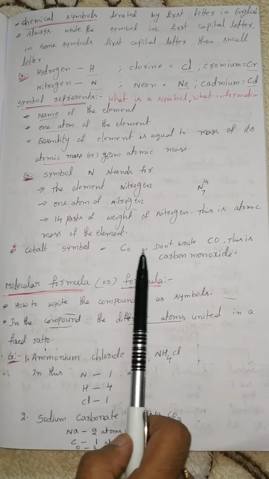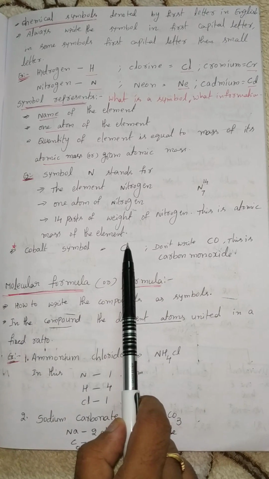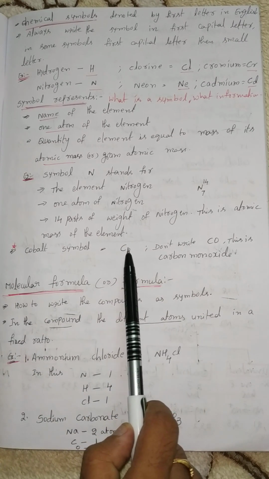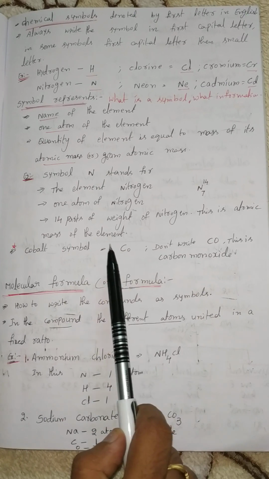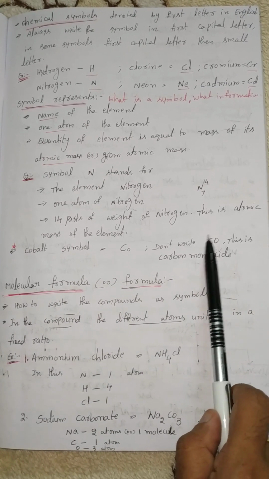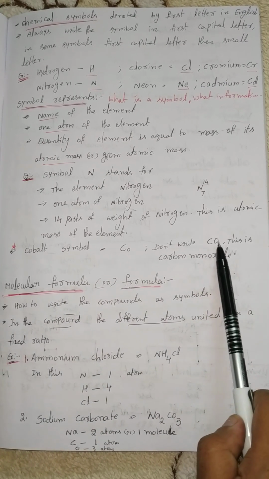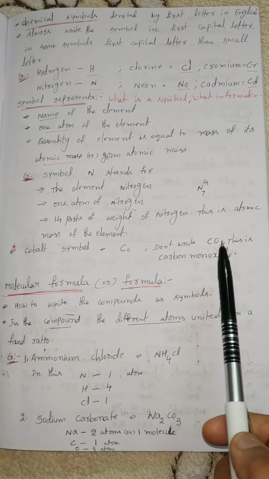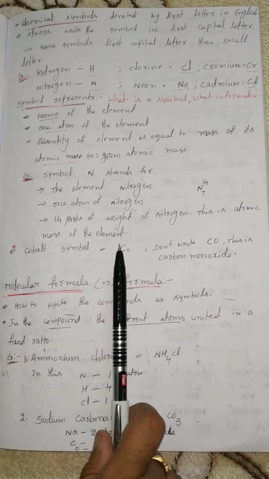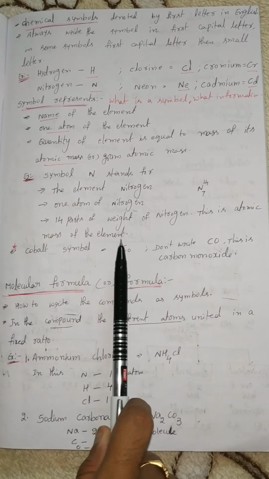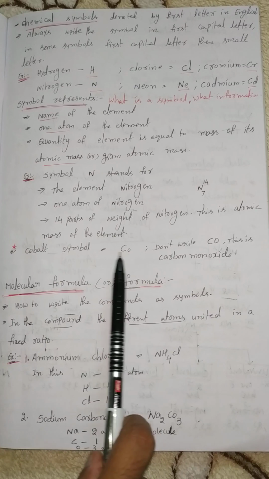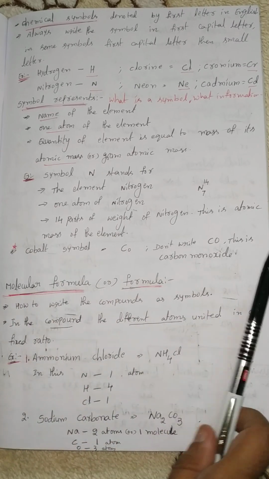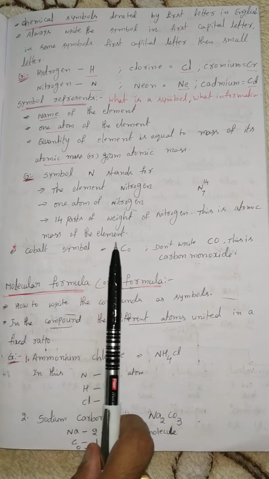Cobalt symbol. We know that if there are 2 letters, how will we write the symbol? First, capital letter C, then small letter o. If we write capital C, capital O, what is the symbol? Carbon monoxide. So the answer is wrong. So always write the first letter as a capital letter, then a small letter. This is a very important point about the symbol of cobalt.